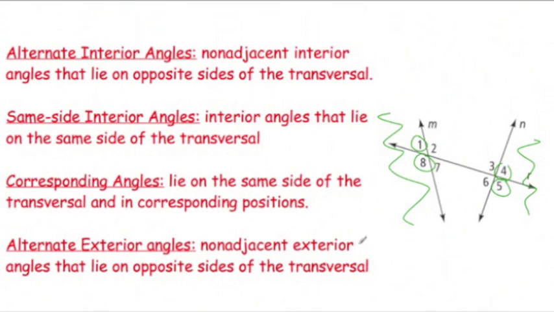So let's go back and label a few of these. Angle 4 and angle 8, those would be alternate exterior. Corresponding, let's say angle 1 is in the same position as angle 3. Same side interior, 7 is on the inside and it's on the same side of the transversal as 6. And alternate interior, let's say 2 and the opposite side, 6. So angle 2 and angle 6. That's a lot of them, I know.